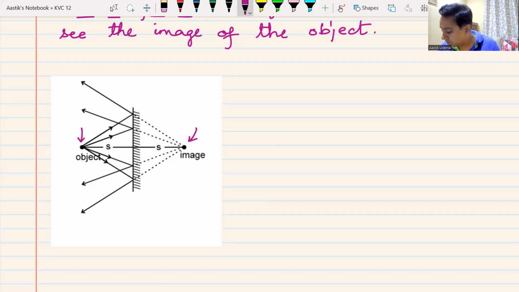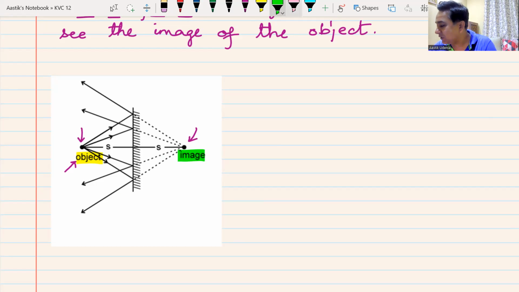Remember, this is the object. Let me make it yellow. This is the object, beta. This is the image. Now, I want to see the image of this object. What is my field of view? Where can I place my eye where I can see the image of this object? Can you tell me from the diagram? That is why I've shown you the diagram, beta. Upper ray to lower ray.